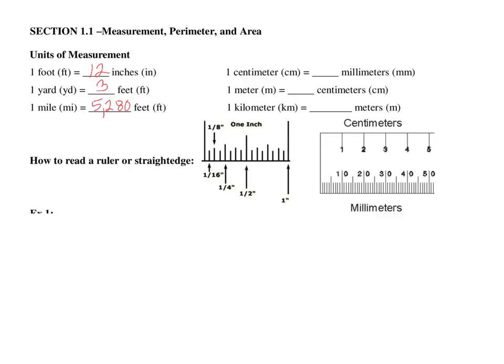Now, for centimeters, millimeters, and kilometers, we're going by tens because we're working with the metric system. So 1 centimeter is equal to how many millimeters? That would be 10. And 1 meter is equal to how many centimeters? That's 100. Right? And 1 kilometer is equal to how many meters? 1,000. That's the nice thing about the metric system. Everything goes by tens.